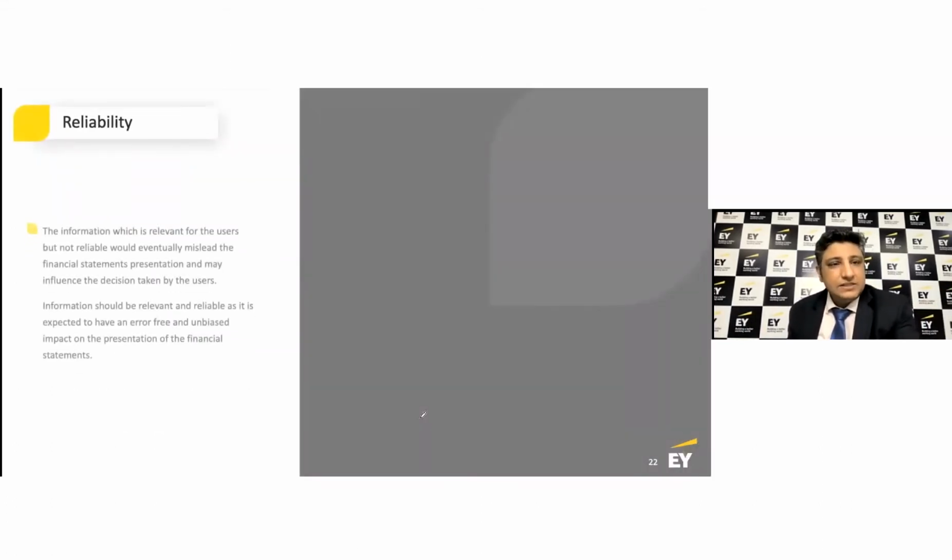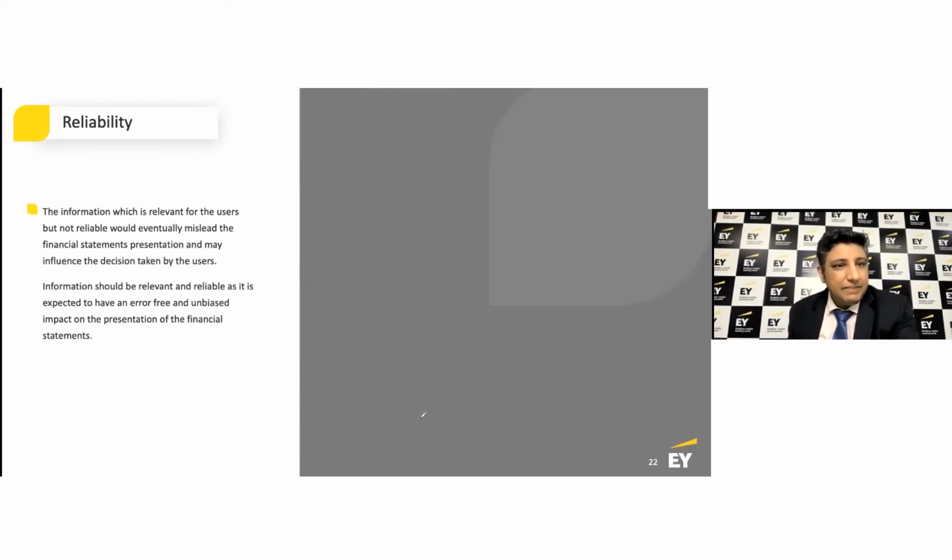Okay. Now, this one could be about reliability. It simply means that if the information is relevant but not reliable, it does not serve the purpose, which means you have to give information which is objective. You cannot give information which is biased or has an element of subjectivity, right? In a very simple scenario, I would want to put it like this.